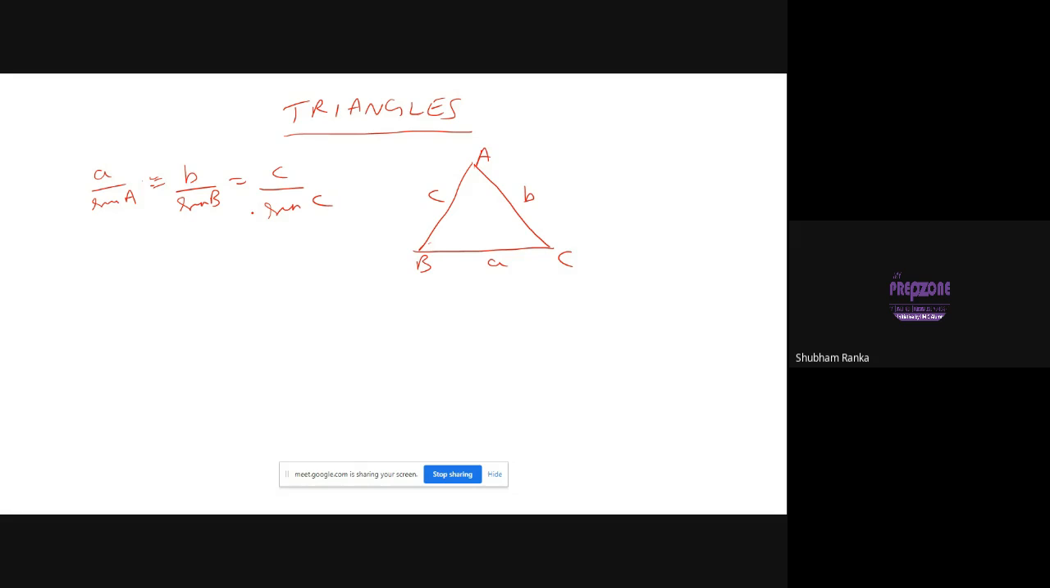The portion of this which some people miss at times is that each of these is equal to 2 times the circumradius, capital R. This is the complete sine rule. Typically, we apply it with only one angle known and one side known, directly, but each of these is also equal to twice capital R, where capital R is the circumradius.